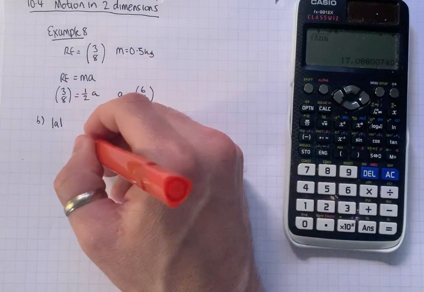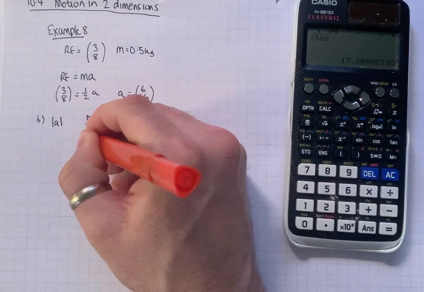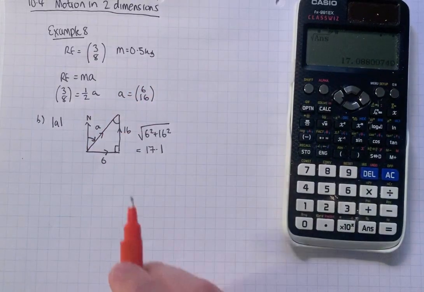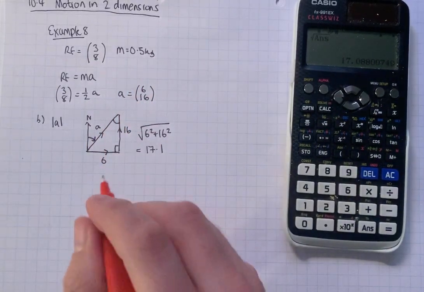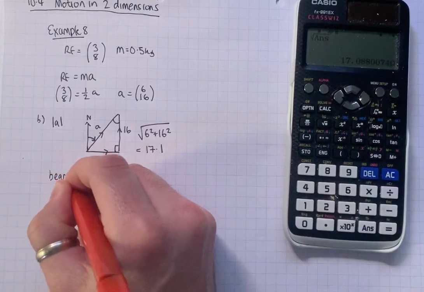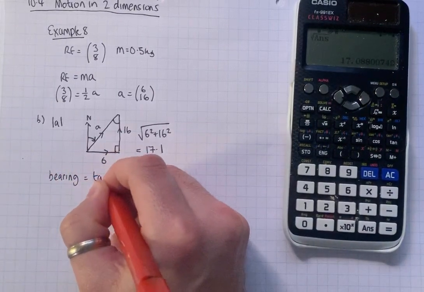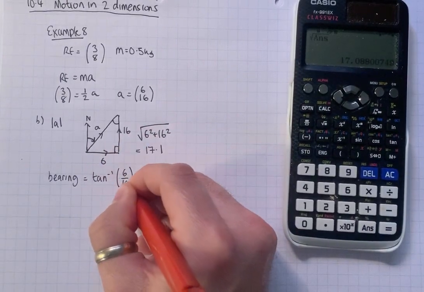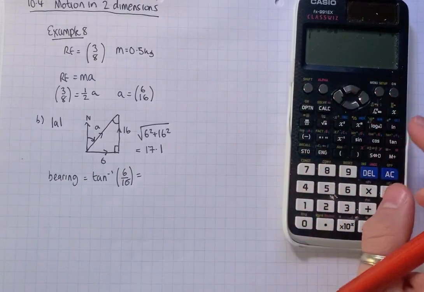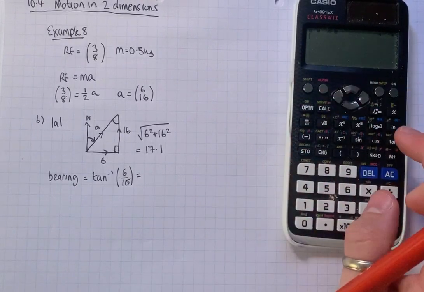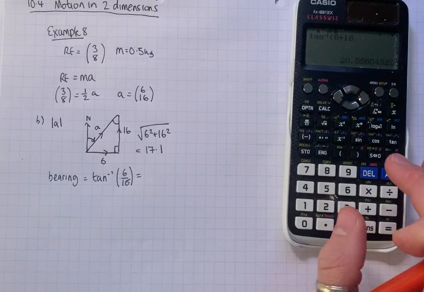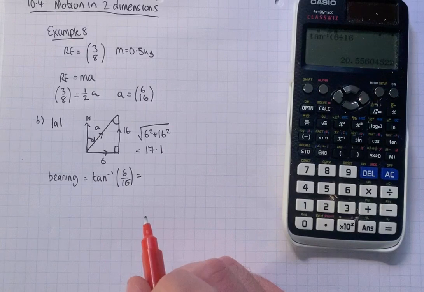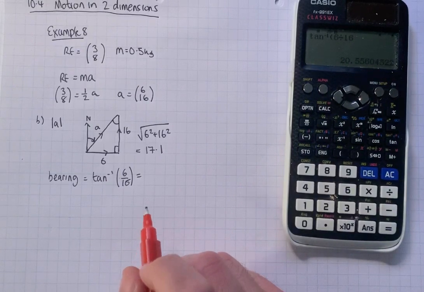What's another bearing as well? So I need this angle here. So this time I'm going to work out this angle here, just for a bit of variety, because those two angles must be the same. So the bearing is going to be equal to tan inverse opposite over adjacent, 6 over 16. So 0 to 1 or 0 to 0.6.